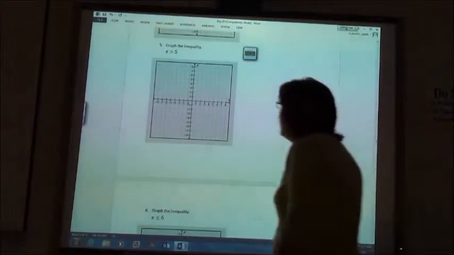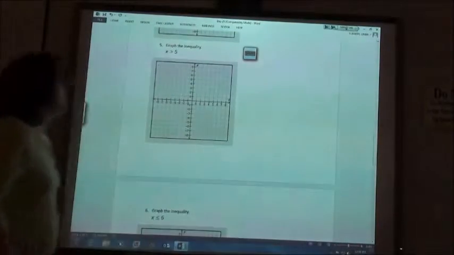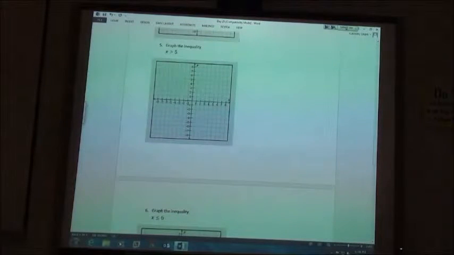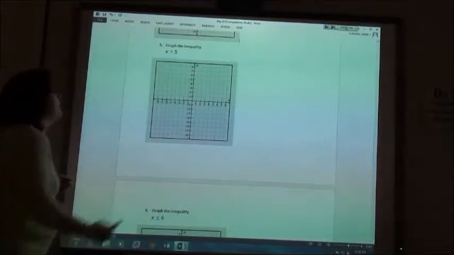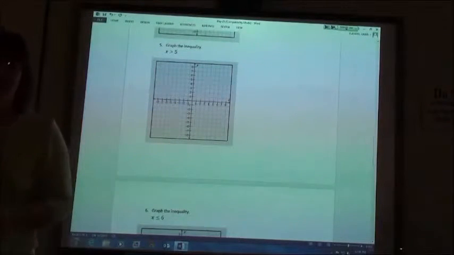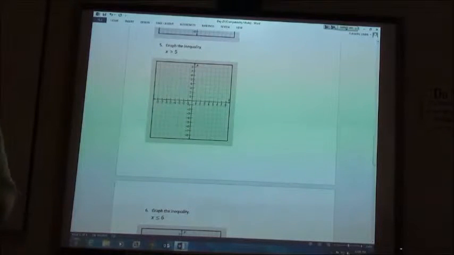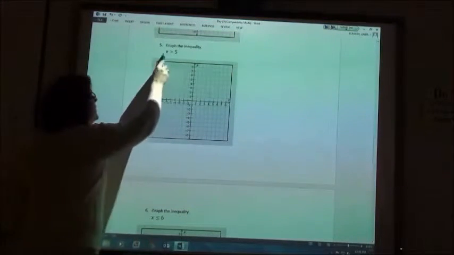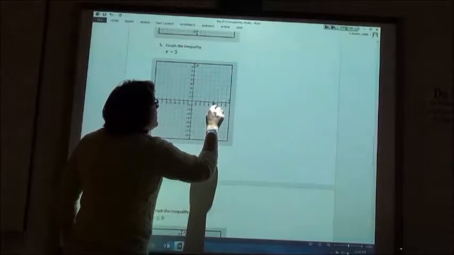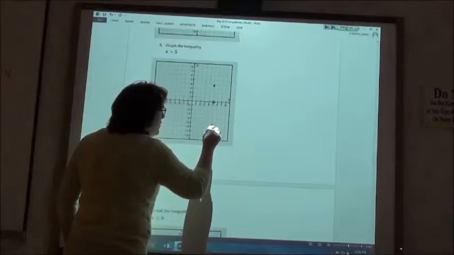So number 5 wants us to graph x is greater than 5. If I'm going to graph x is greater than 5, what kind of line am I going to have? First of all, which way is my line going to go? I got to get my line on there first. That's a vertical line. It goes up and down. X equals 5 would be right there. We know it goes up and down.